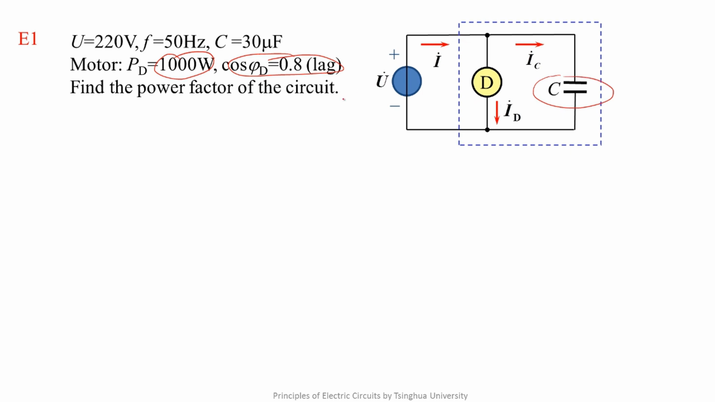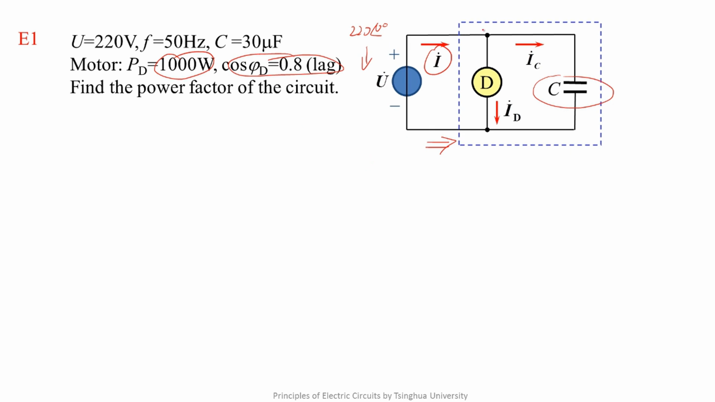We need to find the power factor of the whole circuit. That is the power factor of the dashed part looked to the right from the power supply. Then how to solve the problem? According to the introduction in lecture 64, we assume that U is 220 with 0 degree. Here, an initial phase angle is given. As long as we calculate I, we can know the power factor of the circuit.